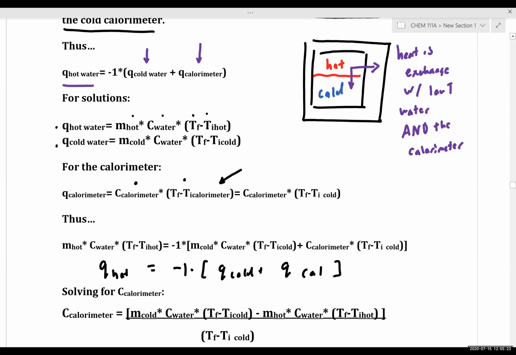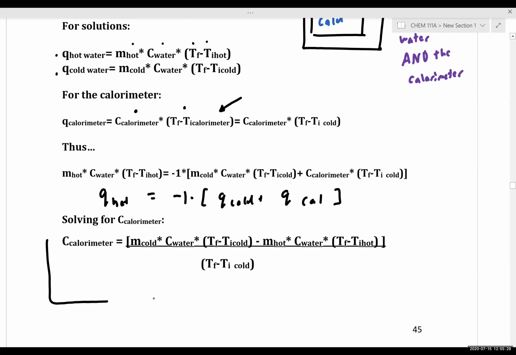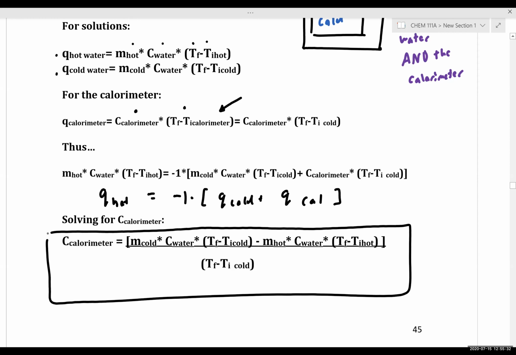Now, I can show the algebra, but if you solve this algebraically, we get the following expression for the calorimeter constant for your calorimeter. So this allows us to determine how much heat is absorbed by our calorimeter when we run a reaction inside a calorimeter. You will almost always in the real world have to calculate a calorimeter constant, or you'll be given a calorimeter constant in a problem. Does everyone understand what this calorimeter constant represents?